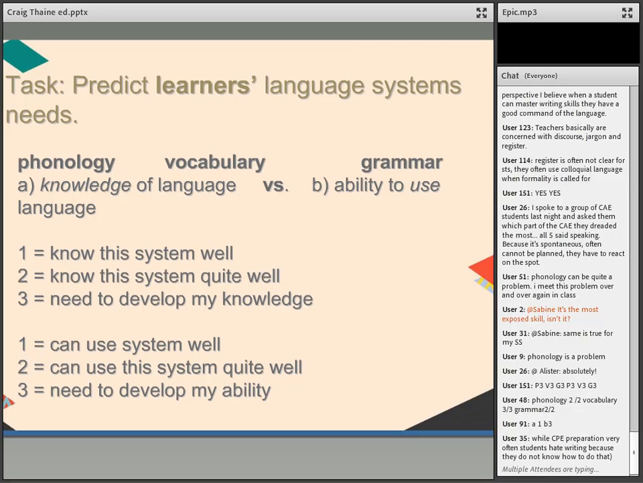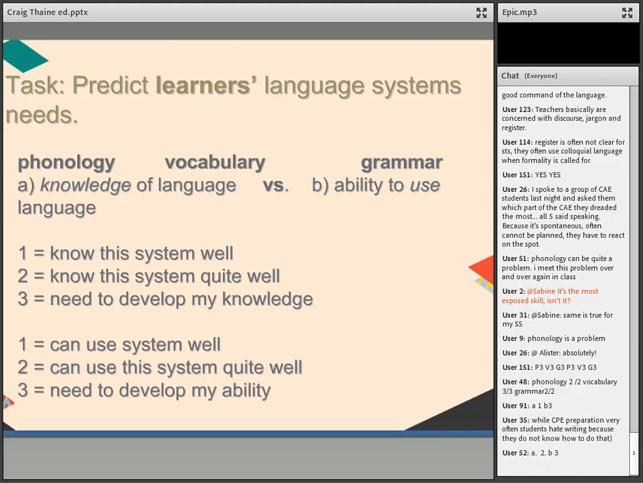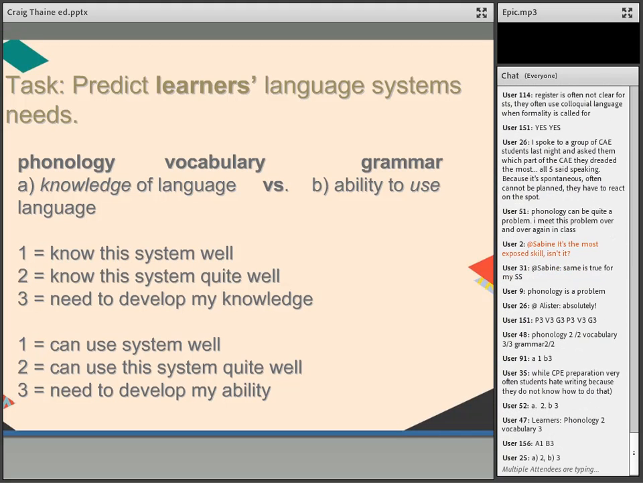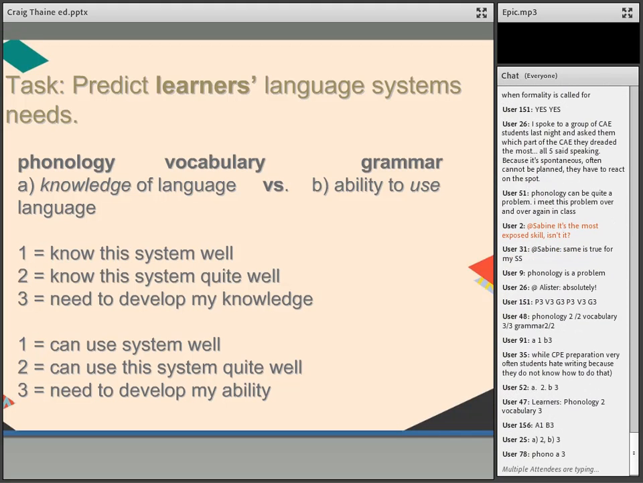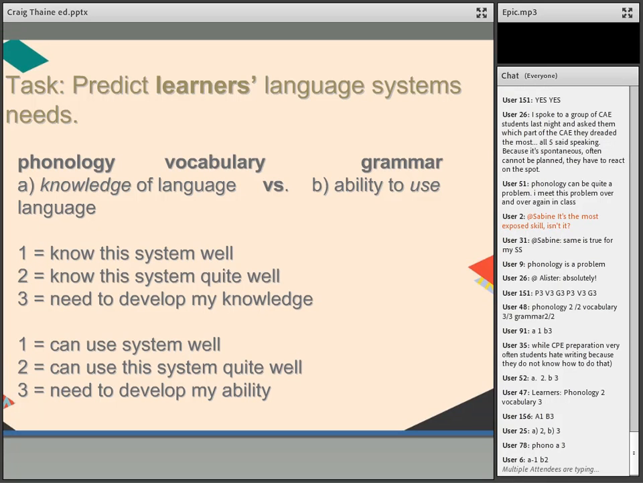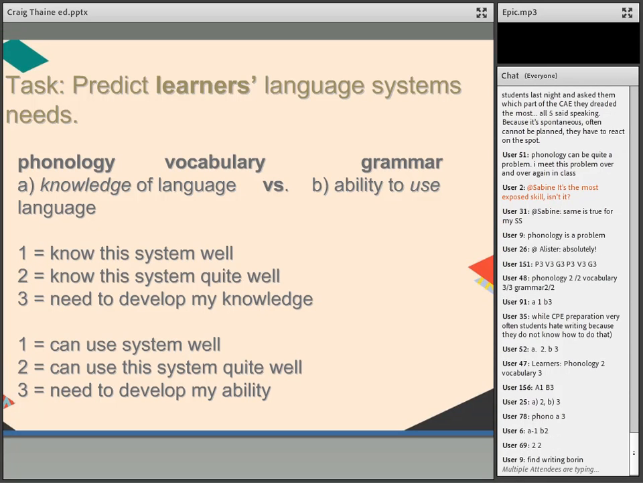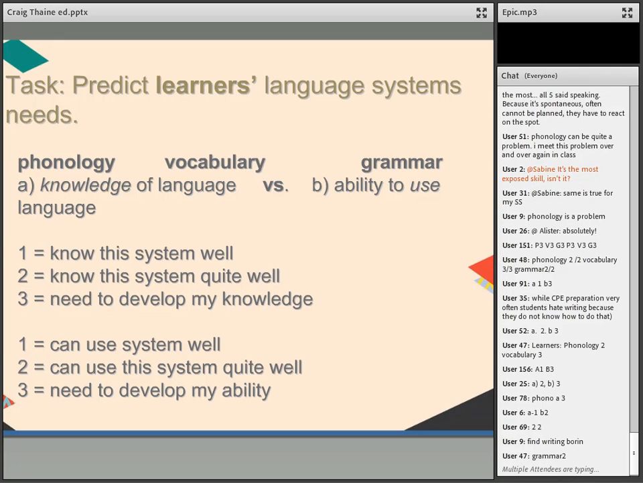Okay, everyone's busy typing at the moment. Right, some answers coming through now. It's interesting that, yes, some of you are mentioning phonology, which is interesting. We're going to look at that in a moment.